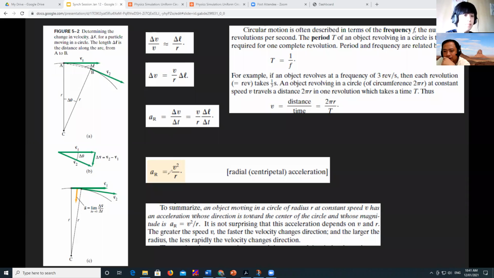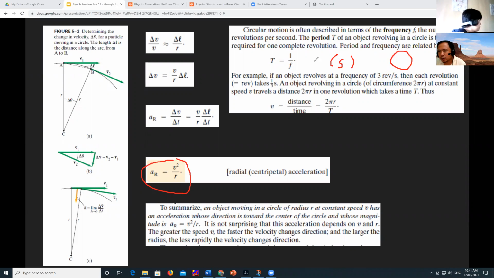Okay, so that's why we have this a equals v squared over r because of this derivation. And then circular motion is often described in terms of frequency f, the number of revolutions per second, and the period T of an object revolving in a circle is the time required for one complete revolution. So the time is in seconds. Take note, this is capital T to mean period. If small t, that's time. And since capital T, it's the time to complete one whole revolution, one whole turn around the circle.